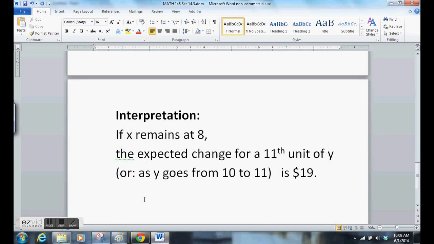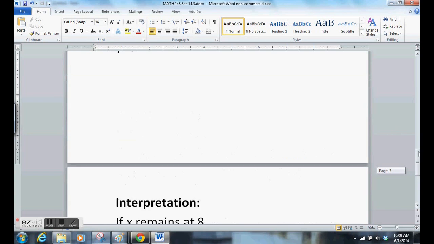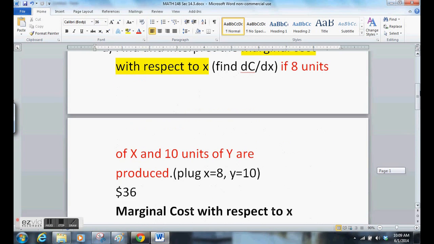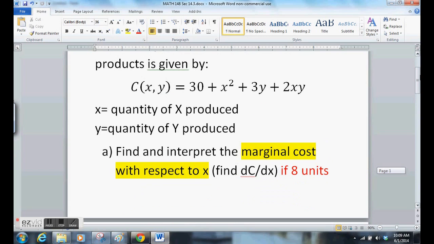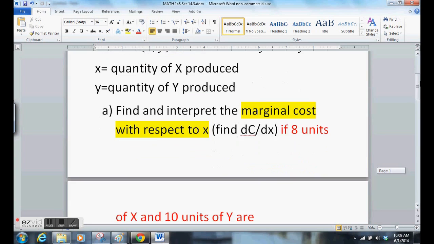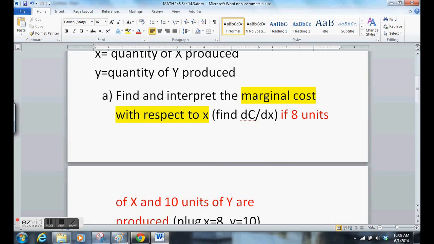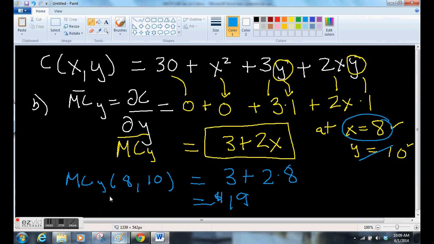So you should be able to work problems like this where you find, I'll go back up to the problem. You have some cost function and it says find and interpret the marginal cost with respect to either x or y if, and then it gives you some units to plug in. So again, your strategy for these is take the marginal cost with the right derivative and then plug in the numbers at the end. Okay, good luck.